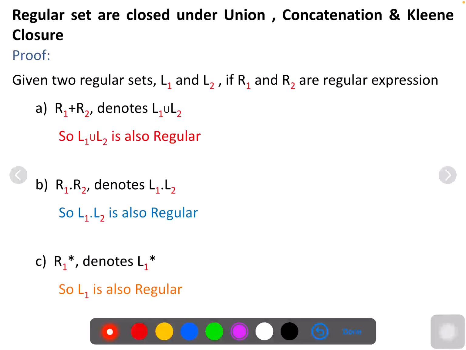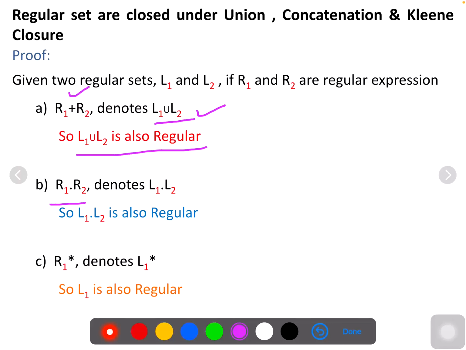With respect to regular expressions, you have to write R1 plus R2. With respect to languages, you have to write L1 union L2. So L1 union L2 is also a regular language. With respect to concatenation, R1 dot R2 denotes L1 dot L2, so L1 dot L2 is also regular. Then R1 star denotes L1 star, so L1 star is also regular.